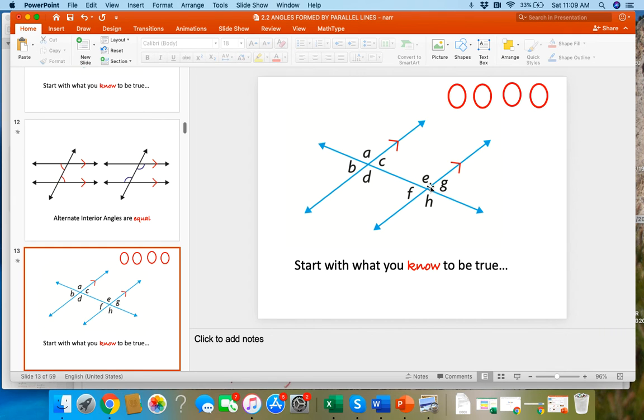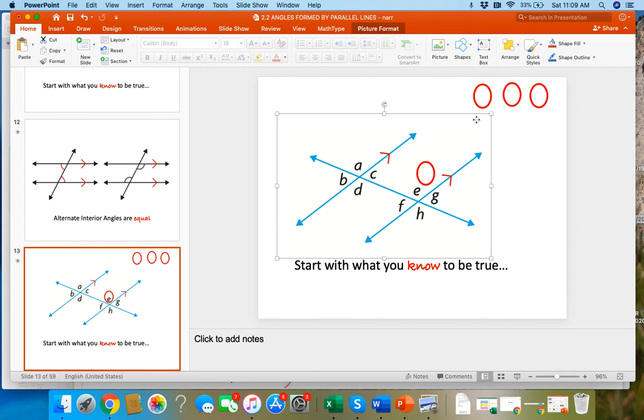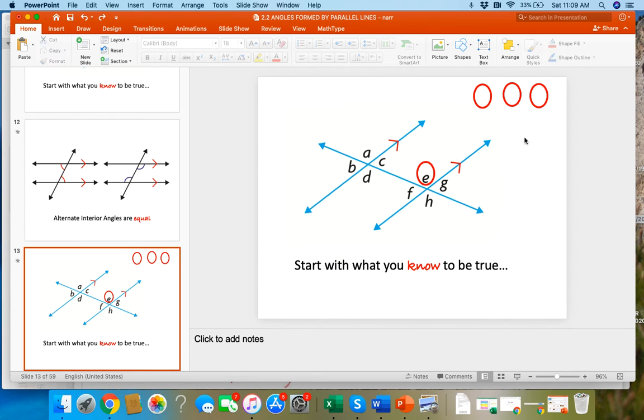All right, let's keep going and go back to our diagram once again. Now I'm going to be using a similar one. I know that angle E is the same as angle H, and that's because they are vertical angles. And then I know that H is the same as angle D because they're corresponding.